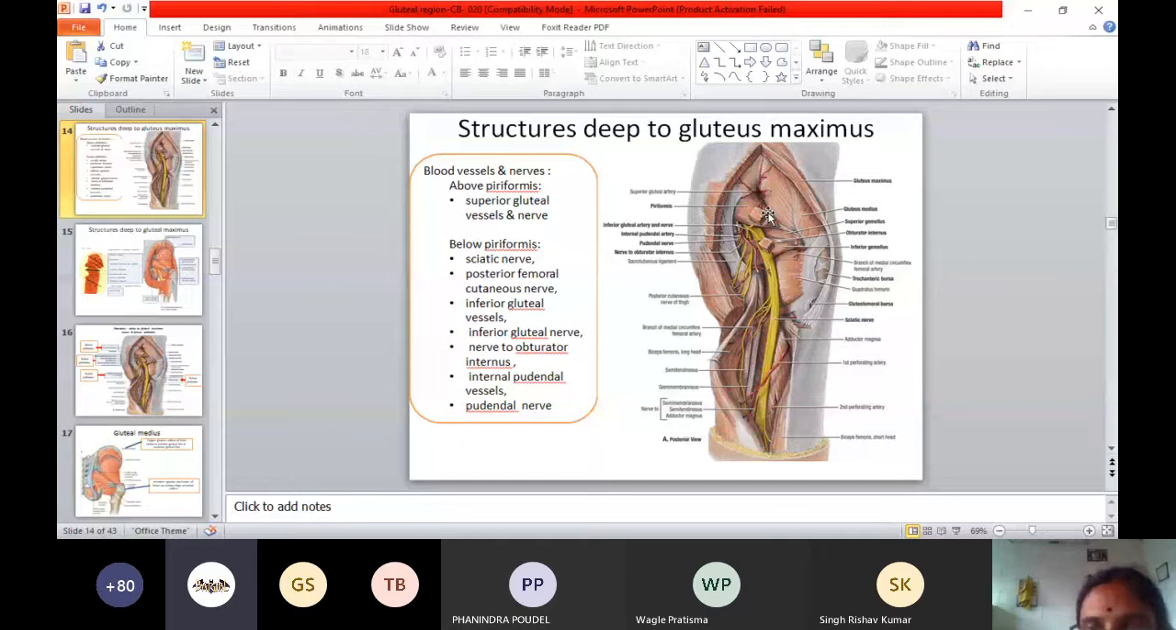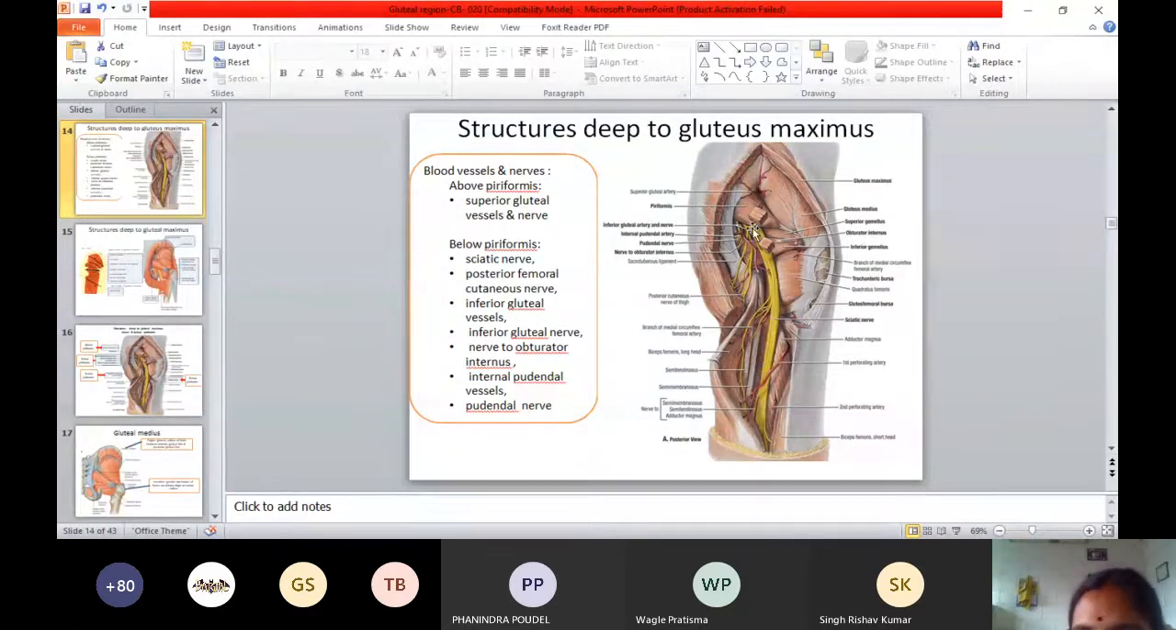Okay. Now the neurovascular bundles deep to the gluteus maximus are categorized into two groups by the key muscle of the gluteal region. The key muscle of the gluteal region is piriformis. The piriformis divides the neurovascular bundles into two groups, above the piriformis and below the piriformis. Above the piriformis, the neurovascular bundles are superior gluteal nerve and superior gluteal vessels. Vessels means artery and vein both.